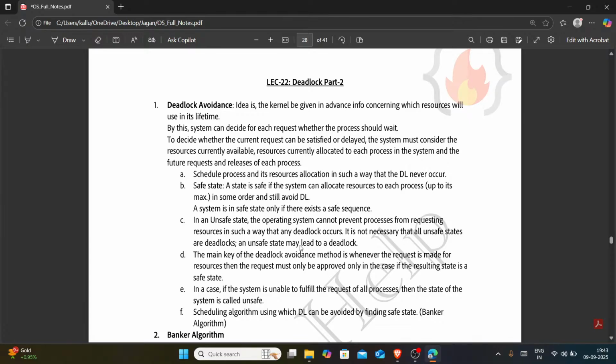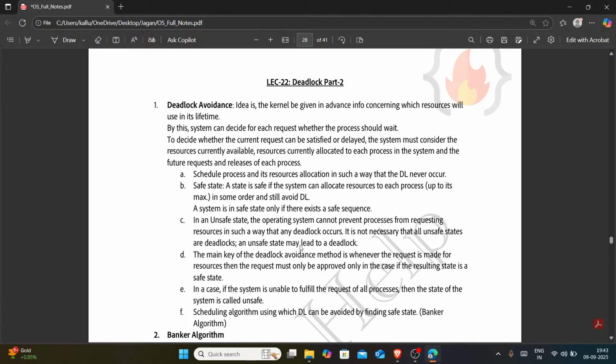The operating system cannot prevent processes from requesting resources in such a way. It is not necessary that all unsafe states are deadlocks, but an unsafe state may lead to a deadlock. The main key of the deadlock avoidance method is that whenever a request is made for a resource, it must be approved only if the resulting state is safe.